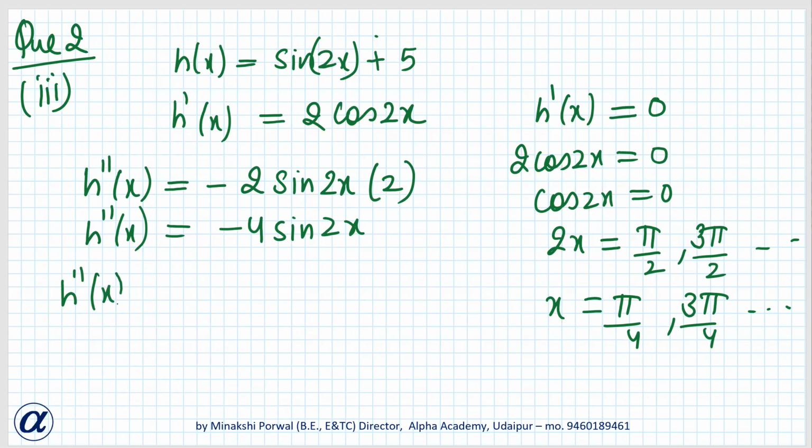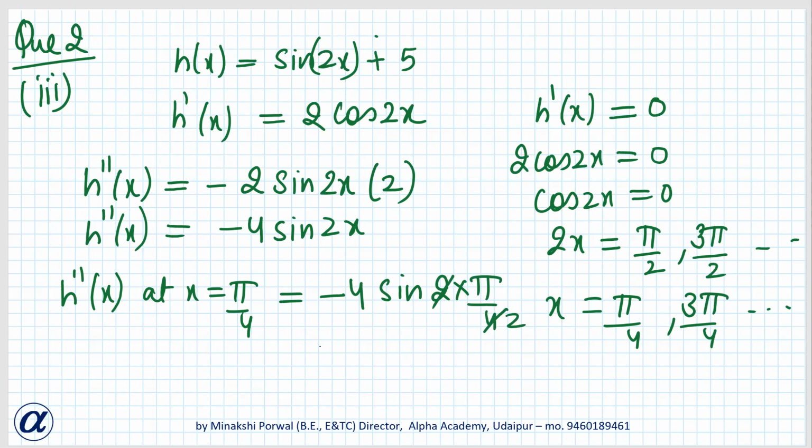h double dash x at x equals pi by 4. Okay, so when we substitute pi by 4 here, it is minus 4 sin 2 into pi by 4, that is equal to pi by 2. Sin pi by 2 is 1, so this is minus 4. The second derivative is coming negative at x equals pi by 4. So negative means it is less than 0.